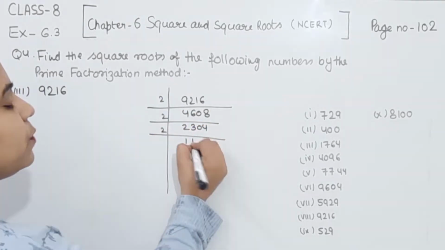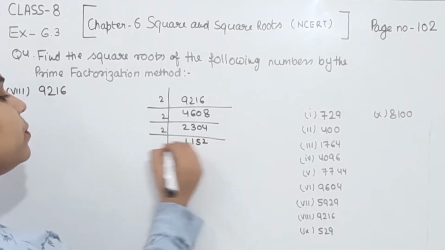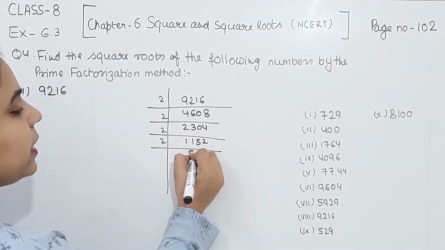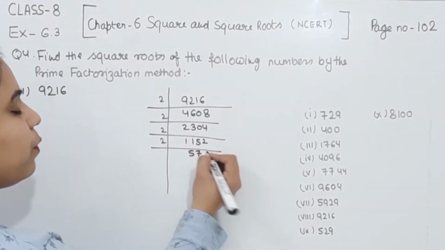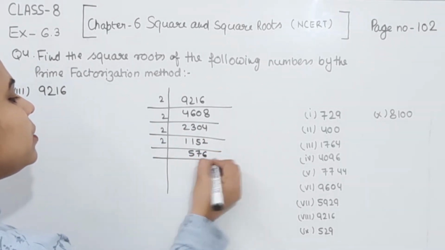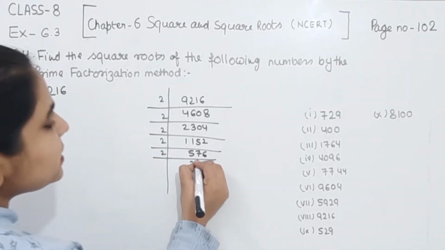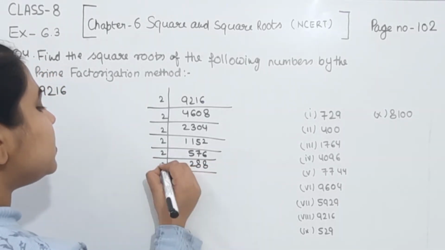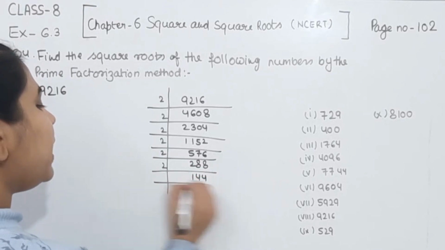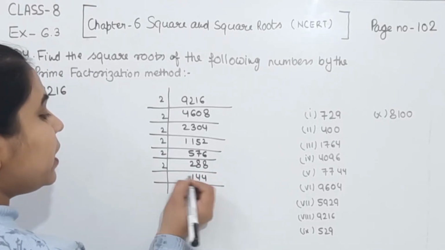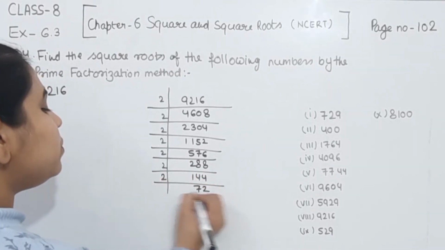Now 2 1s are 2, 2 1s are 2, remainder 1, 2 5s are 10, 2 2s are 4. Then again 2 5s are 10, we will have remainder as 1, 2 7s are 14, remainder 1, 2 6s are 12. Then again 2 2s are 4, we will have remainder as 1, 2 8s are 16, remainder 1, 2 8s are 16. Now 2 1s are 2, 2 4s are 8, 2 4s are 8. Then again we are going to divide this one by the 2, 2 7s are 14, 2 1s are 2.